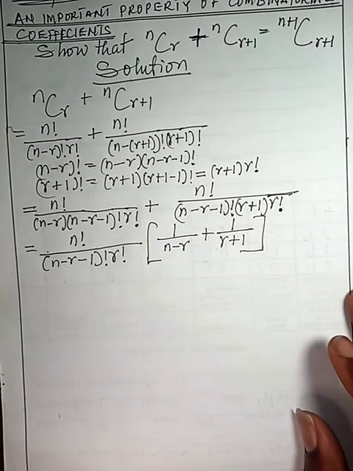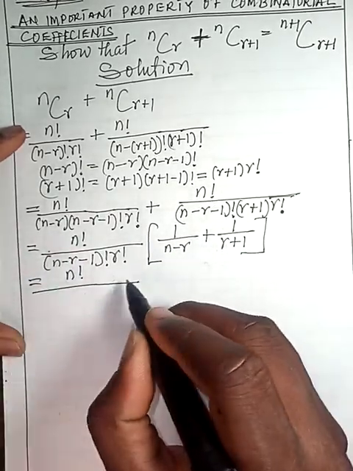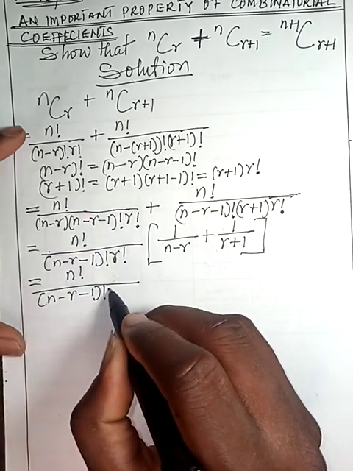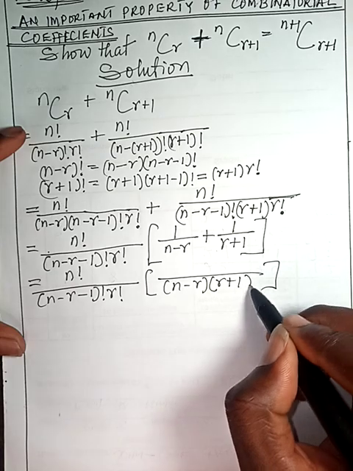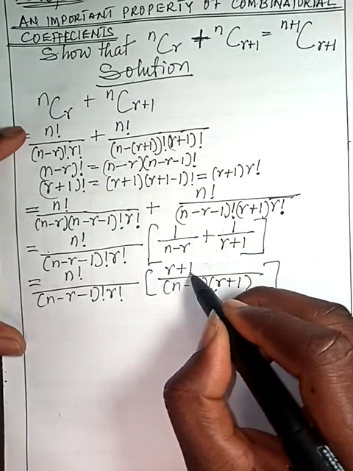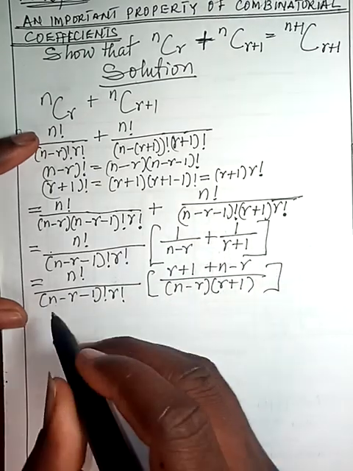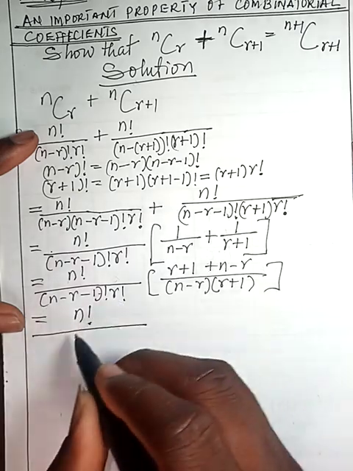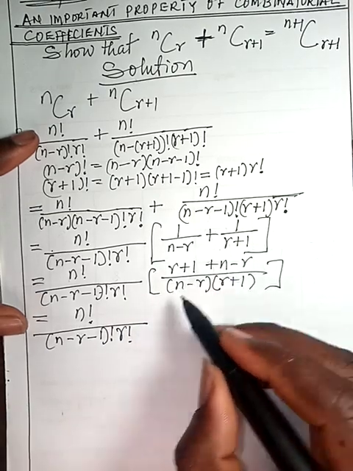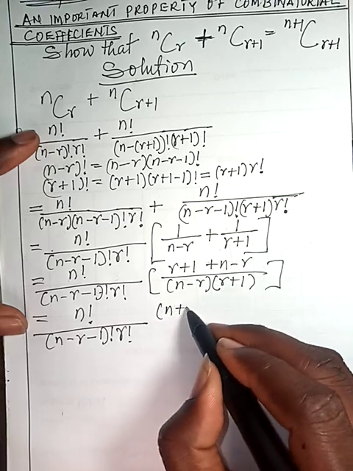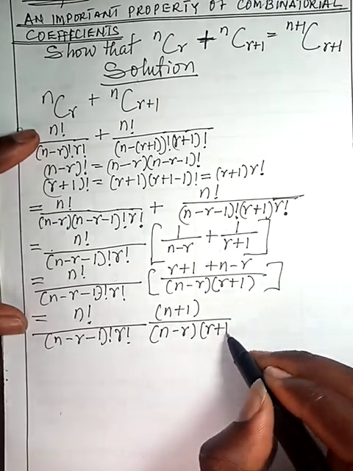Alright, we're making progress. From here, I'm going to solve this fraction. And this will be N factorial all over N minus R minus 1 factorial R factorial. The LCM of these two fractions will be N minus R into R plus 1. Cross multiply, you have R plus 1 plus N minus R. Now simplifying this, R and R will go, so I'm left with N plus 1. So I have N factorial all over N minus R minus 1 factorial R factorial, and then my denominator will be N minus R and R plus 1, with N plus 1 in the numerator.